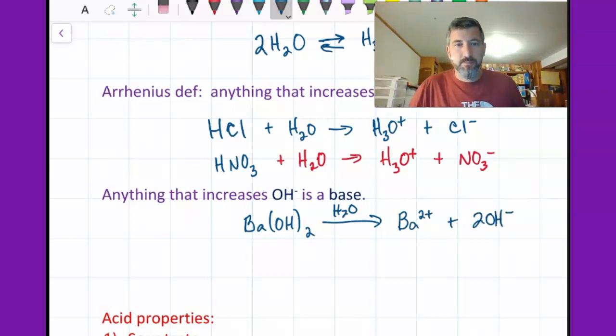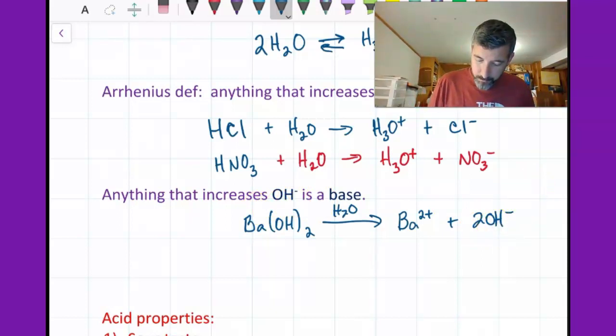Okay, so that's what makes barium hydroxide a base, according to Arrhenius. It increases the concentration of this guy over here, hydroxide. So that's what an ionization for a base looks like. Try this one.